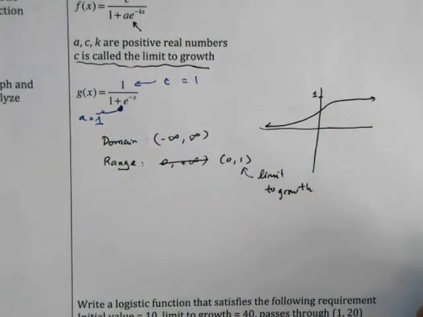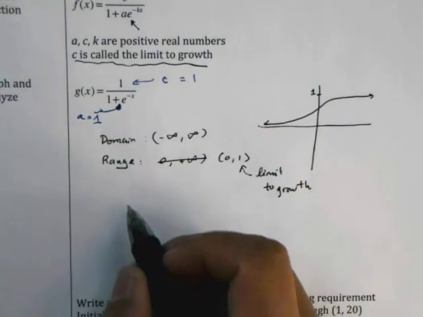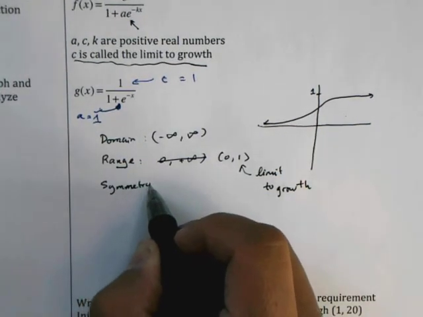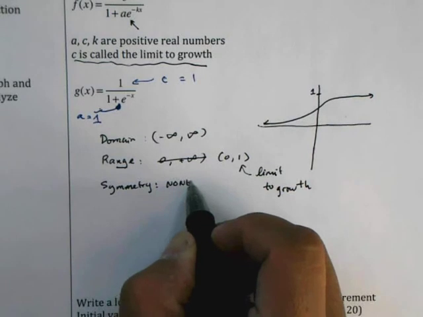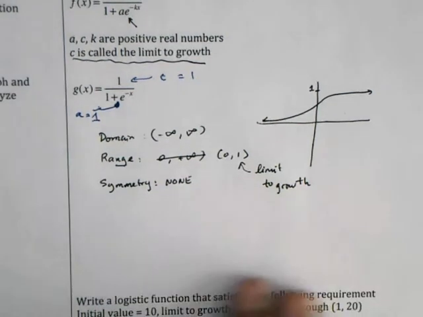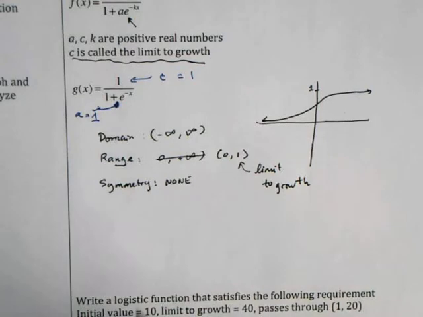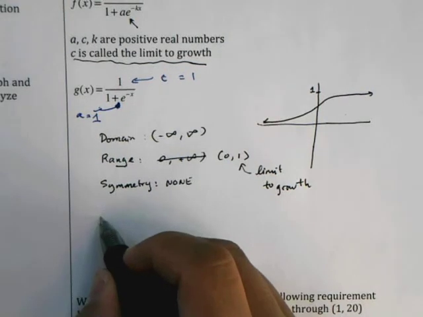What else? Oh, yes, the symmetry. In this case, there's none. And there are no vertical asymptotes. So let's talk about end behavior and horizontal asymptotes.